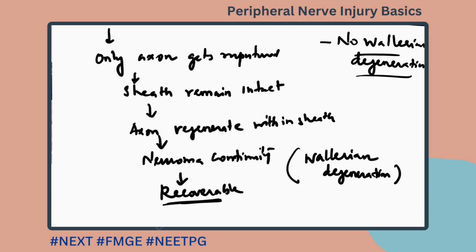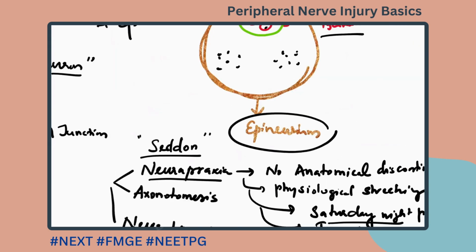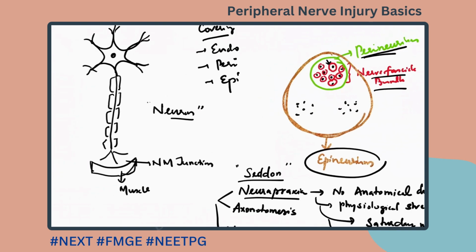Now, what is this Wallerian degeneration? Simple. Just imagine the axon gets damaged here, and the axon gets cut off here. The outer sheath is there. Now, the part of the axon which is distal to the ruptured part goes in for degeneration. This degeneration is called Wallerian degeneration. So whenever a nerve gets transected, the part of the axon distal to the transected portion will degenerate. This is called Wallerian degeneration.